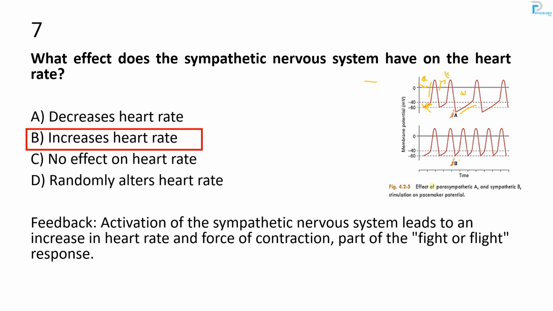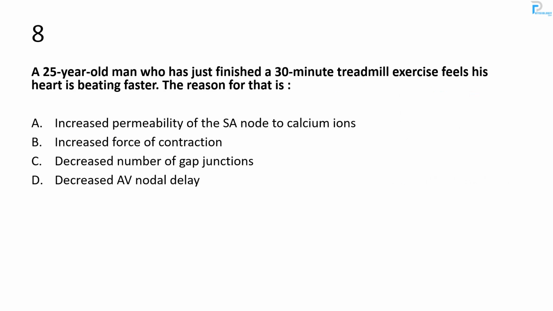Okay, coming to this question, a 25-year-old man who has just finished a 30-minute treadmill exercise feels his heart is beating faster. The reason for that is he has just finished an exercise and he noticed an increase in his heart rate, and you need to explain the reason for that. So the reason for that, is it an increase in permeability of the SA node to calcium, or is it increased force of contraction, or is it a decreased number of gap junctions, or a delay in the node?